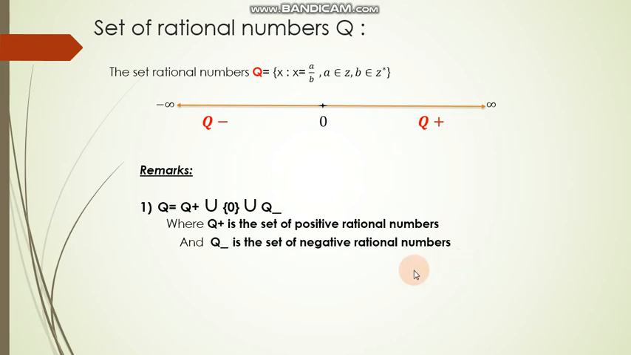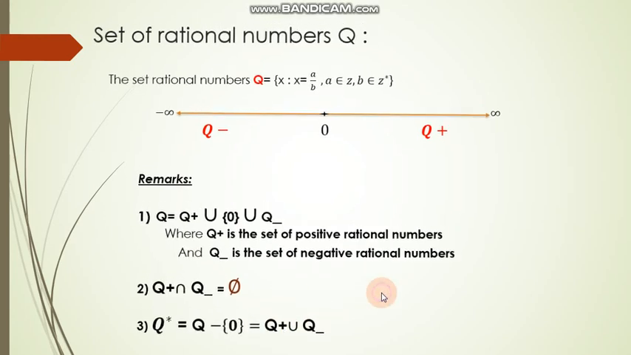Number 2: Q positive intersect Q negative equals phi. There are no common numbers between positive numbers and negative numbers. Number 3: Q star. Q star equals Q difference the set of 0. In another way, Q positive union Q negative.